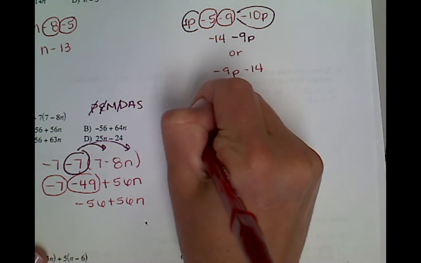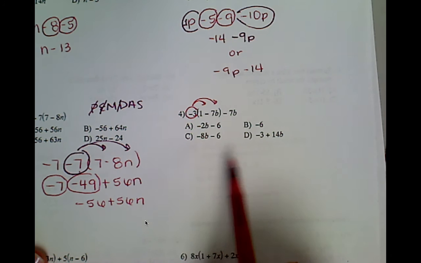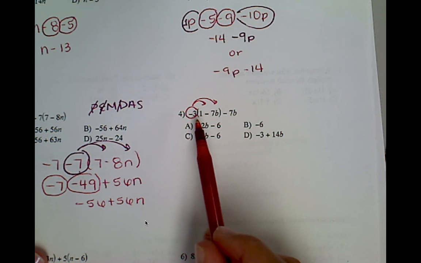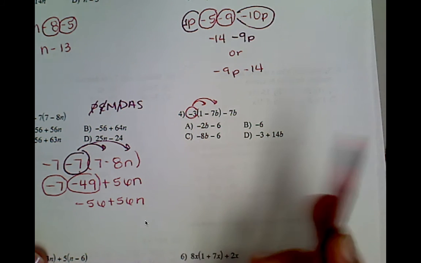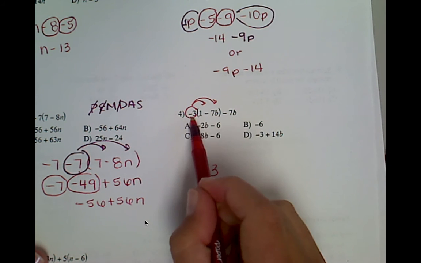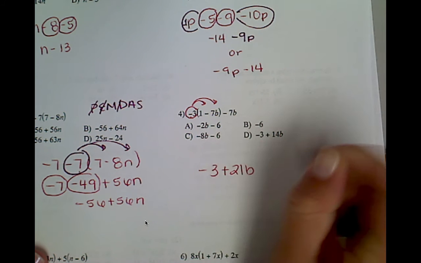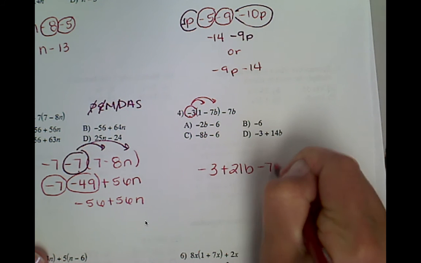If you have a negative 3, you have to distribute it to both pieces within the parentheses. That's a negative 3, not a positive 3. That's why I circled the negative with it. So a negative 3 times a positive 1 is a negative 3. A negative 3 times a negative 7b is a positive 21b. And I didn't touch the negative 7b, so I'm going to write it down.